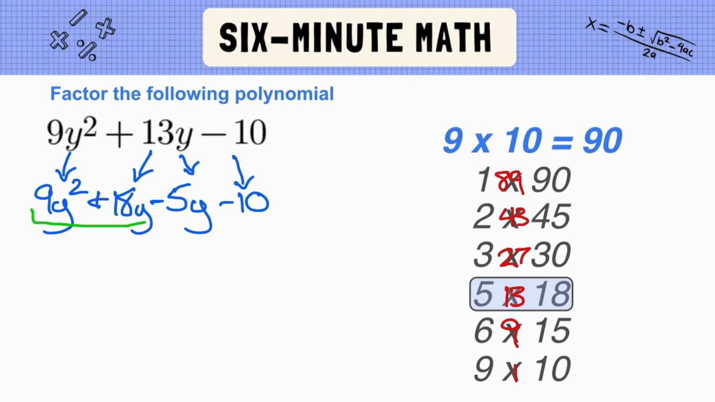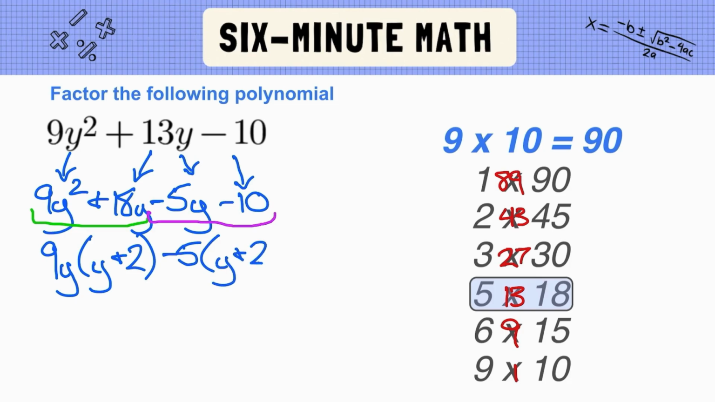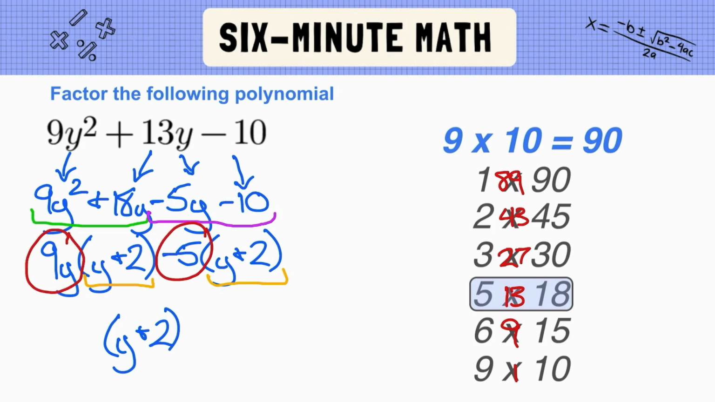And now we group. 9y squared and 18y, I can take out a 9y, leaving me with y plus 2. And if I factor negative 5y minus 10, I actually can take out a negative 5, leaving me with y plus 2. Let's take out that y plus 2 as my first binomial factor. And I'm going to have 9y minus 5 as the second.